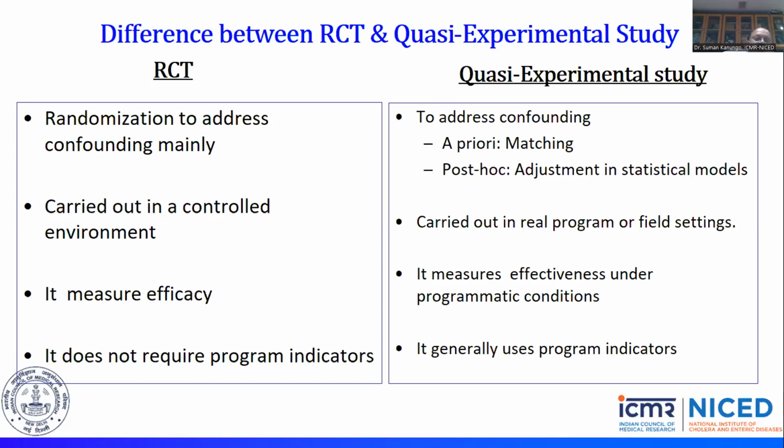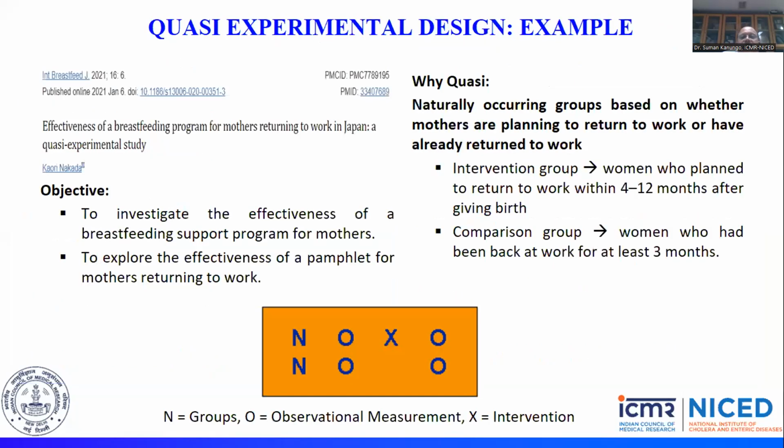RCT is carried out in a controlled environment, and a quasi-experimental study is carried out in a real program or field setting. RCT measures efficacy, quasi-experimental measures effectiveness, and RCT does not require program indicators, but quasi-experimental generally uses program indicators. So, an example: investigate the effectiveness of a breastfeeding support program for mothers, to explore the effectiveness of a pamphlet for mothers returning to work. So we want to see whether this educational intervention works or not.